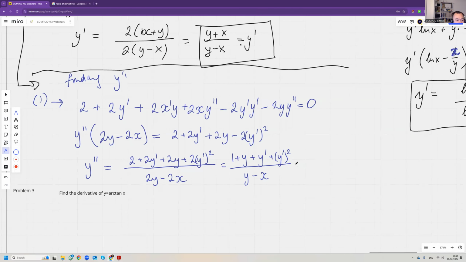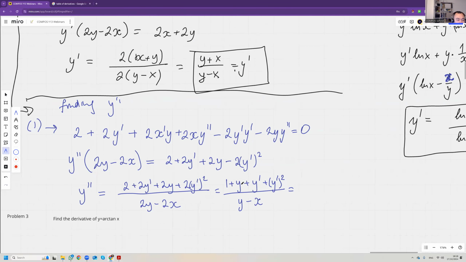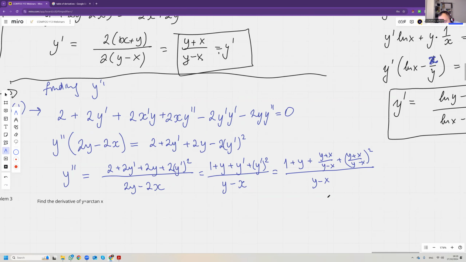And of course, we can substitute that in. We can substitute y prime from here. It's not going to be pretty. Plus y plus x over y minus x plus y plus x over y minus x squared, over y minus x. Is it worth simplifying it? I don't really think so. I don't think we'll get anything pretty if we try to simplify this fraction. I mean, we obviously can, but I'm not going to do it.